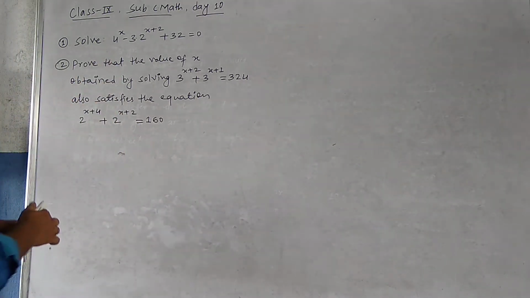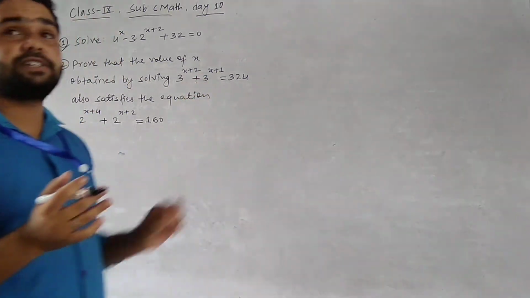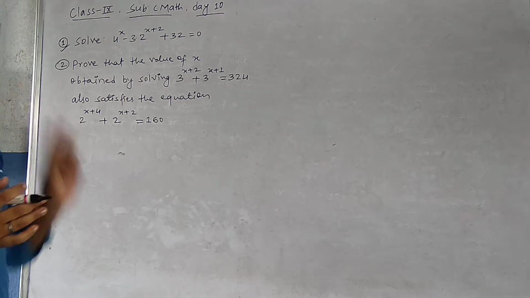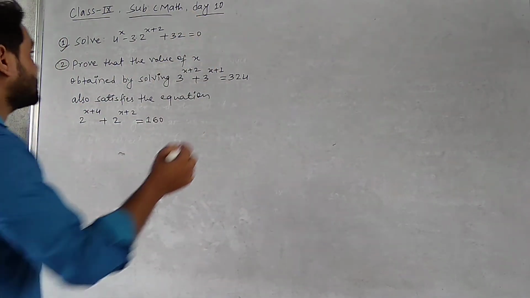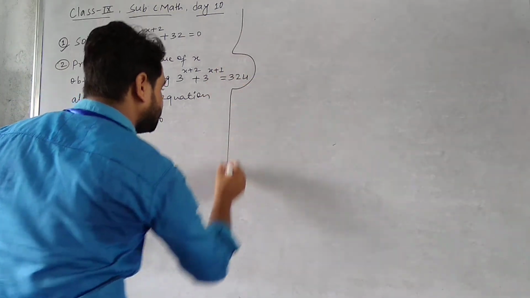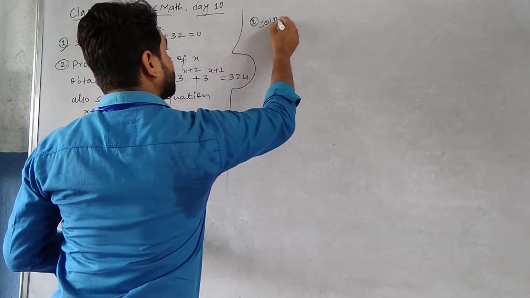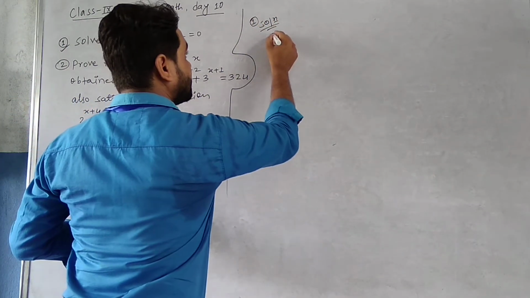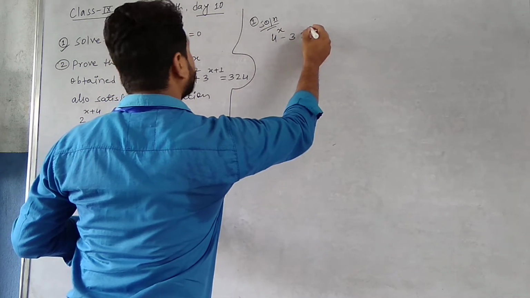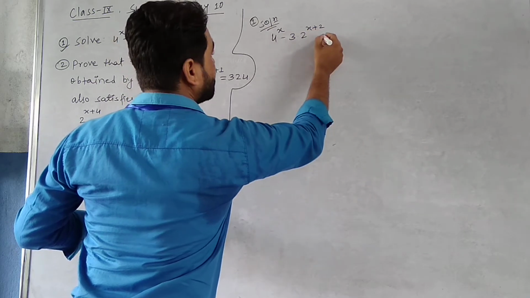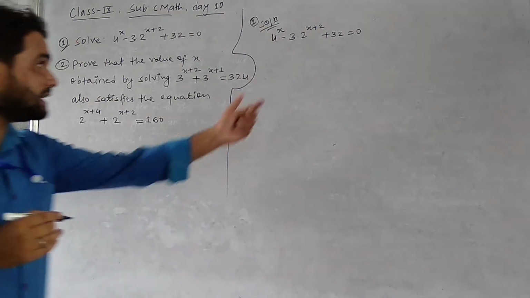So question number first, look at that. We are going to apply the exponential laws which we have already discussed. Those 3 laws are there, and on the basis of that we are going to do this. So question number first, solution at first. It is given: 4 power x minus 3 into 2 power x plus 2 plus 32 equals to 0. This is a type of equation form.